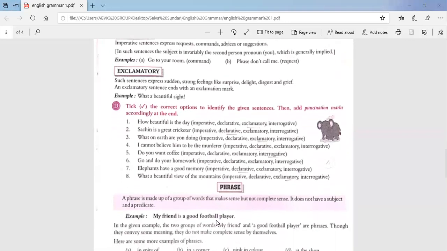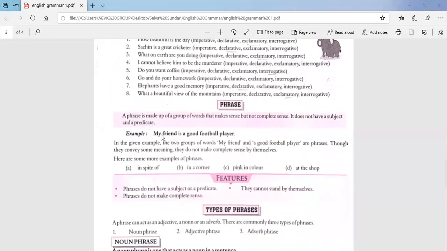Now coming to the phrase. Here, a phrase is made up of a group of words that makes sense but not complete sense. It does not have a subject and a predicate. So phrase is nothing but the opposite of a sentence. A sentence is also a group of words that gives complete sense, whereas a phrase is a group of words, but it does not give a complete sense.